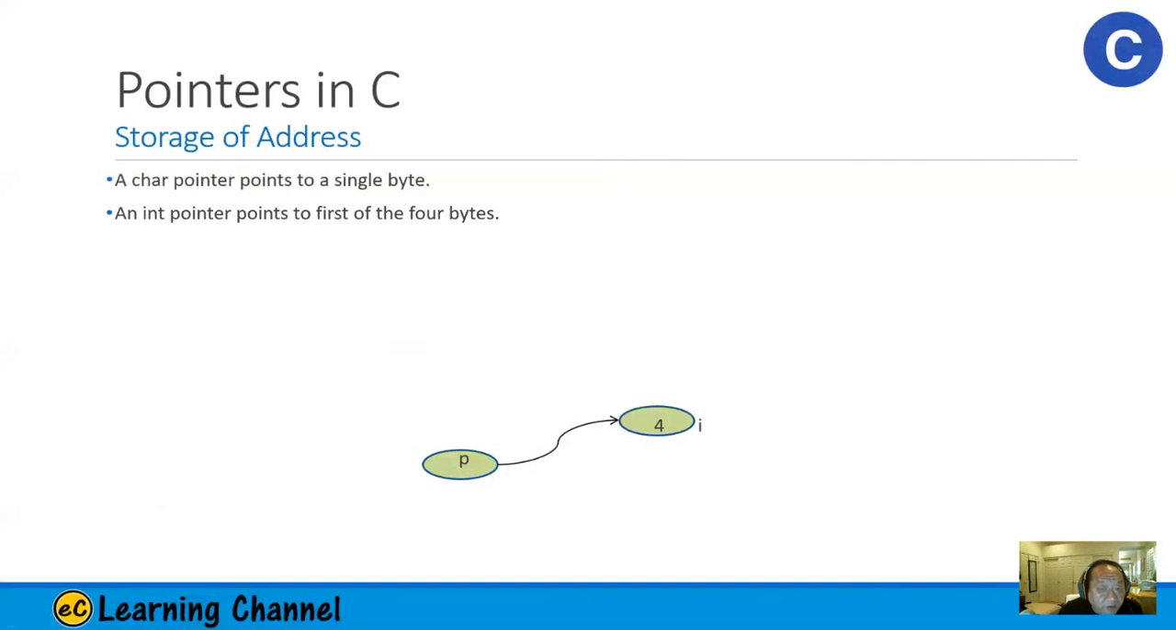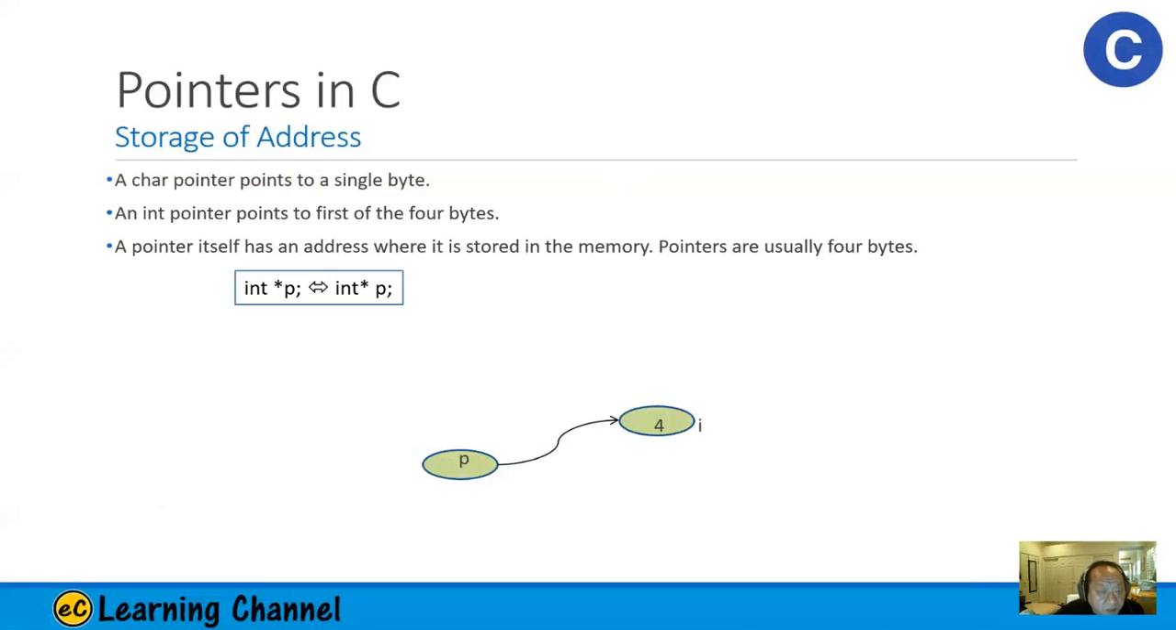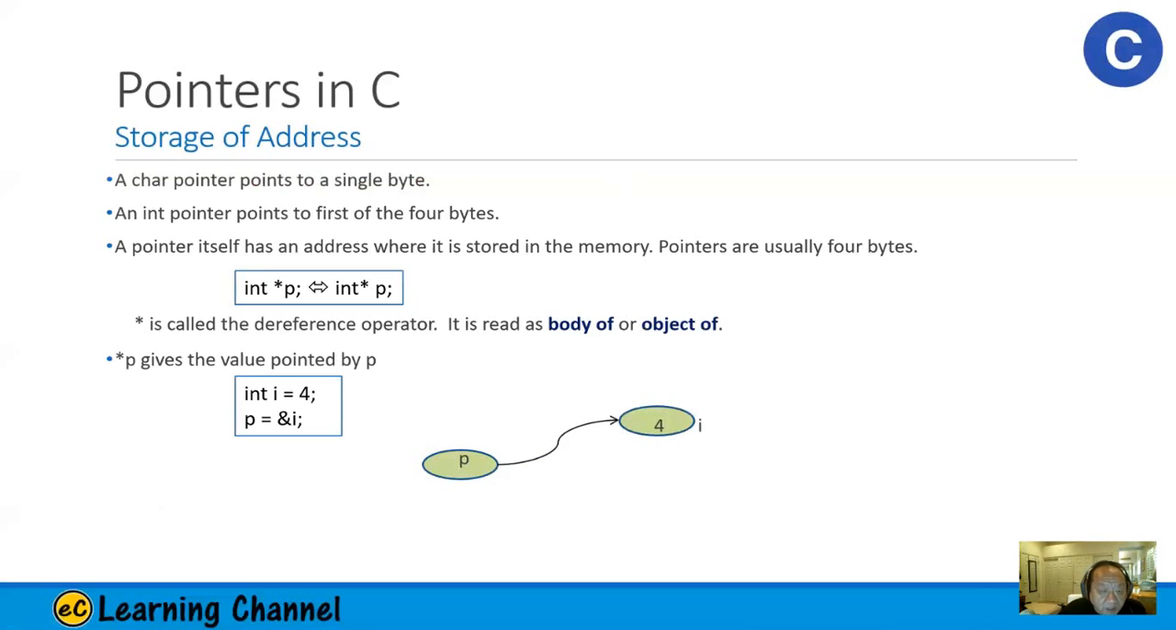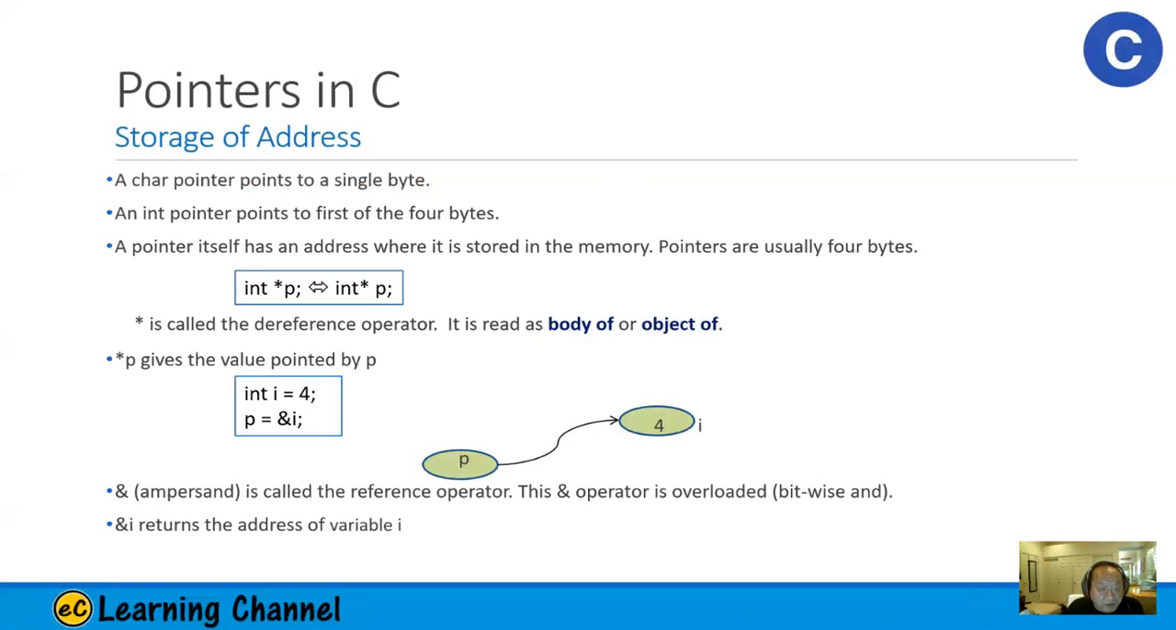So a character pointer points to a single byte, an integer pointer points to the first byte, and it will be the lower address by 1. And it is little endian, so it's the least significant byte at the lower address. A pointer itself has an address where it is stored in the memory. Pointers are usually 4 bytes. Okay, pointers of different types are all 4 bytes. And then to get the object of the pointer, we call it dereference. Okay, so we know this already.